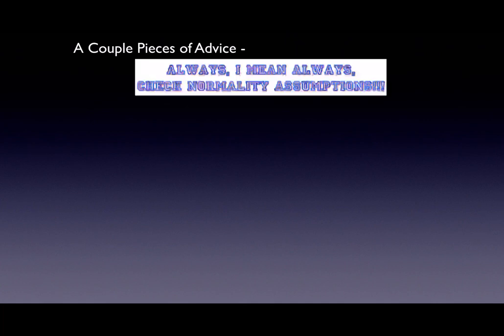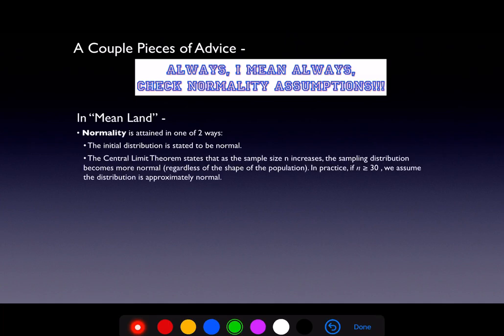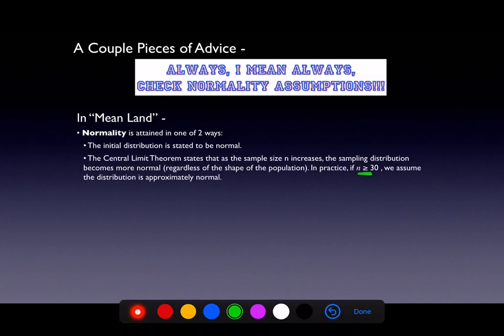And in Meanland specifically, that means that either your population distribution was stated to be normal or the central limit theorem has kicked in. And in Meanland, that is N being greater than 30. And I want to stress that this is just the Meanland rules. In a couple of slides, we're going to get to the proportion land rules, and they are different. And you want to start to separate those two worlds.